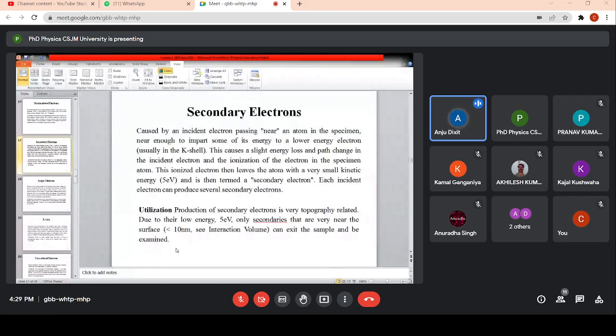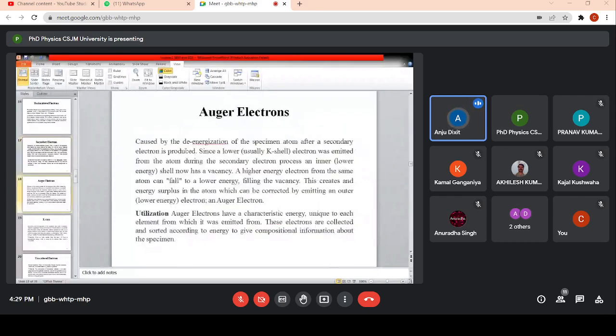So it is caused by the de-energization of the specimen atom after a secondary electron is produced. Since the lower shell is the K shell, an electron was emitted from the atom during the secondary electron process, and the inner shell now has a vacancy. So when the electron from the K shell leaves, obviously a vacancy will be created there. So it produces an inner shell vacancy.